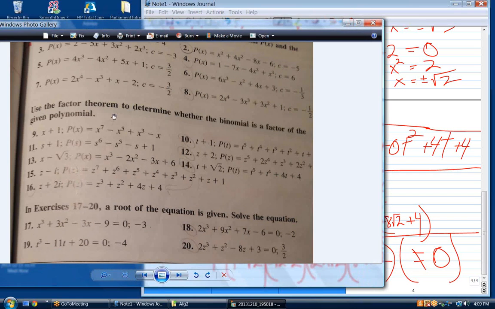polynomial. Use the factor theorem to determine whether the binomial is a factor of the given polynomial. And the factor theorem basically says that if we don't get 0 as a remainder, then it isn't. Right? Okay.